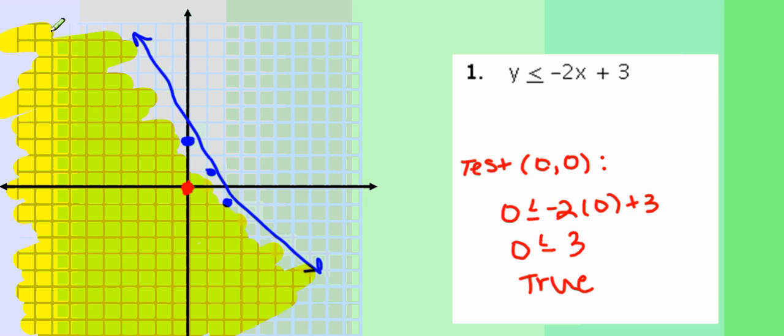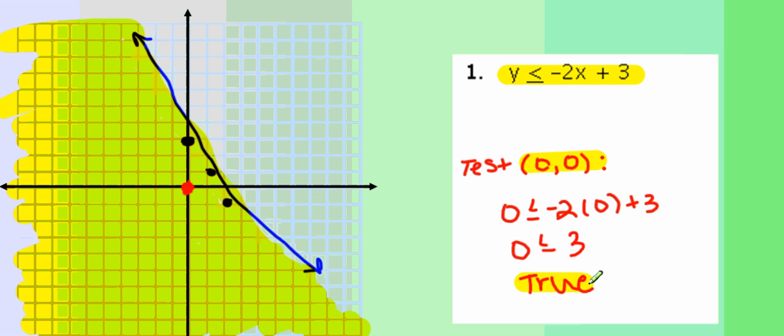The solid line tells me that any value on my blue line, or my formerly blue line, is a solution to the inequality that we began with. It also tells me, now that I've tested 0, 0 and got a true answer, that any value in this yellow shaded region is also a solution to the inequality I had been given.